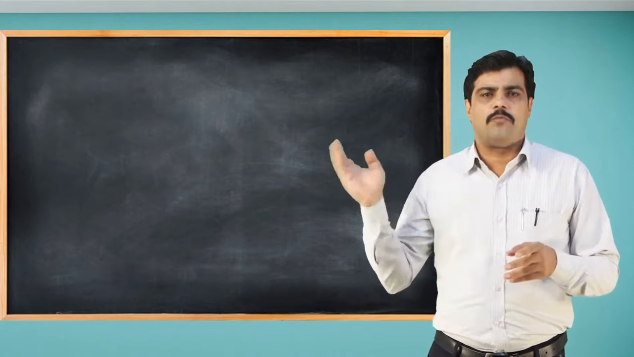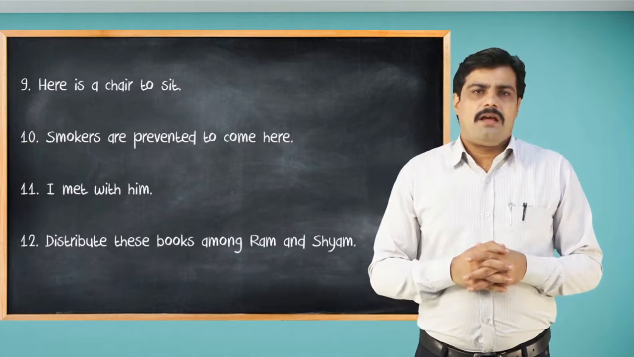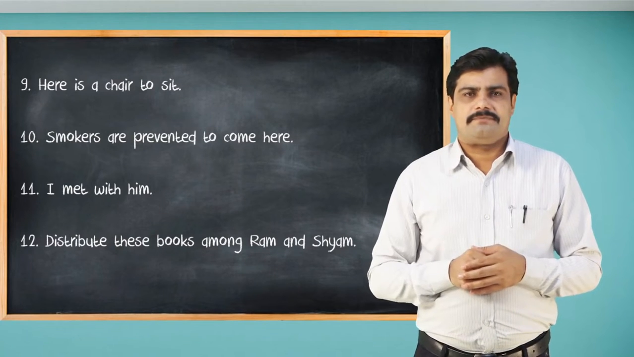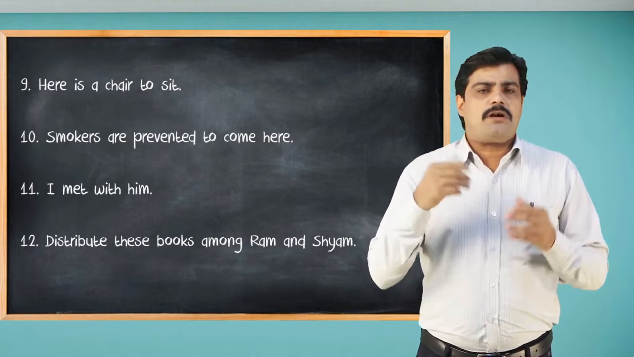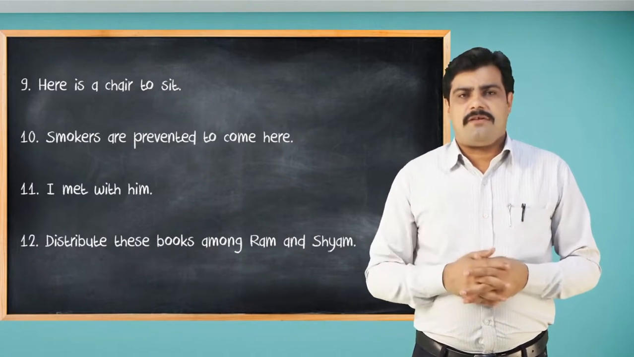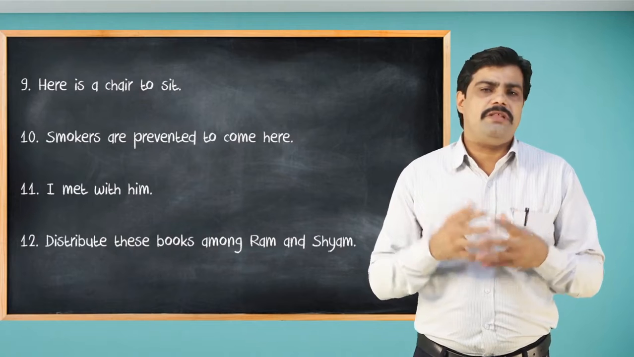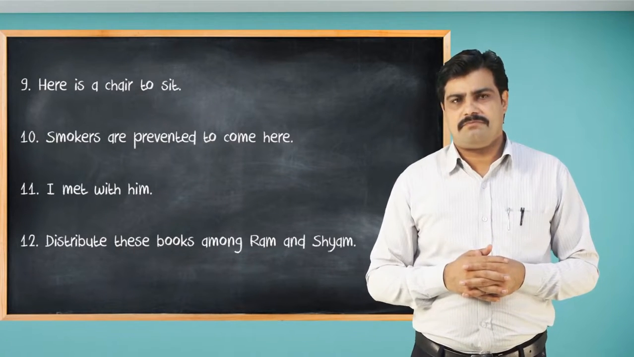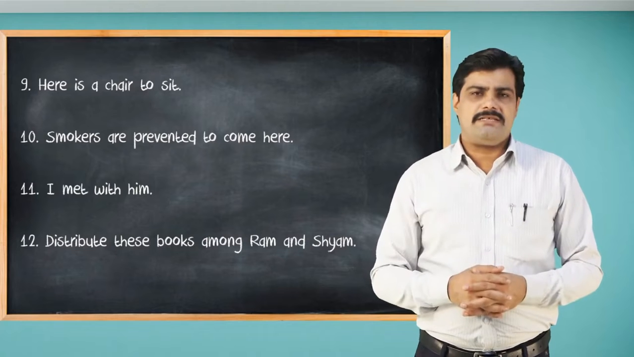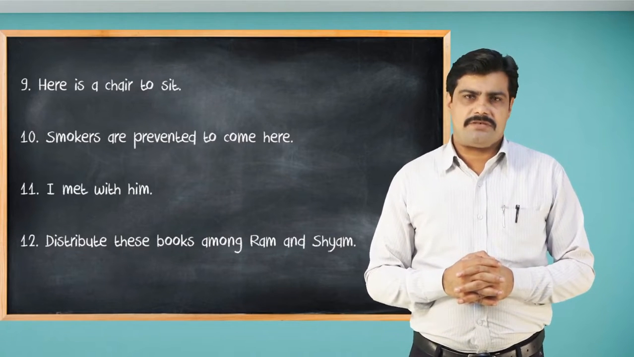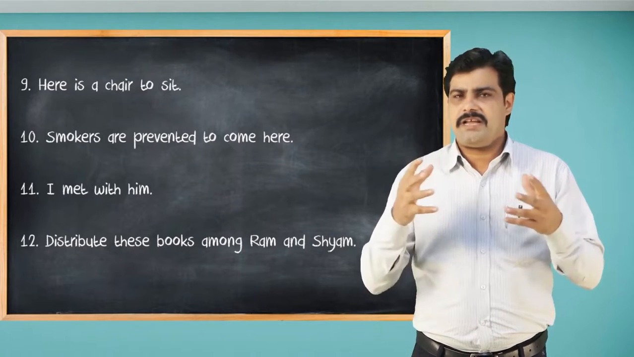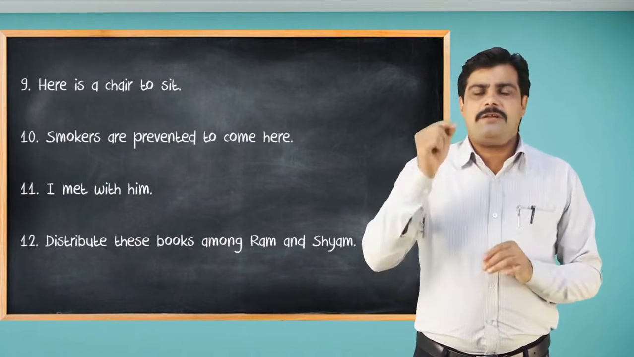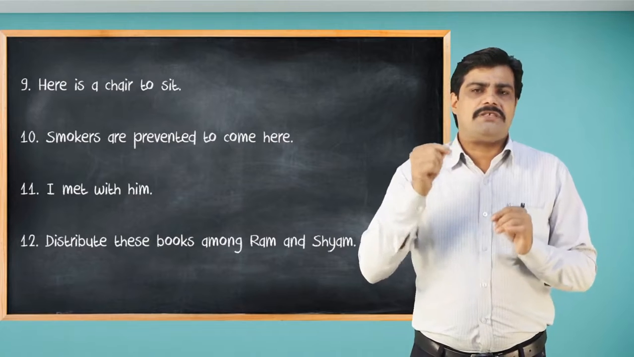Now here are 4 more sentences on the screen. Let's analyze them. Here is a chair to sit. Smokers are prevented to come here. I meet with you. Distribute these books among Ram and Sham. Now analyze these sentences and detect errors. Let's take the first one. Here is a chair to sit. Add the preposition in after sit.